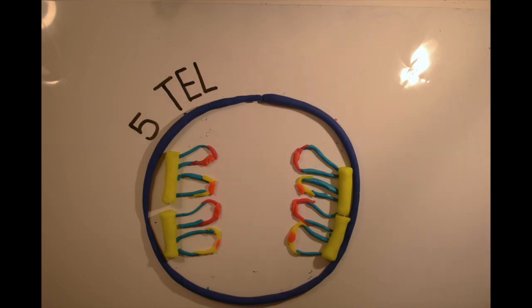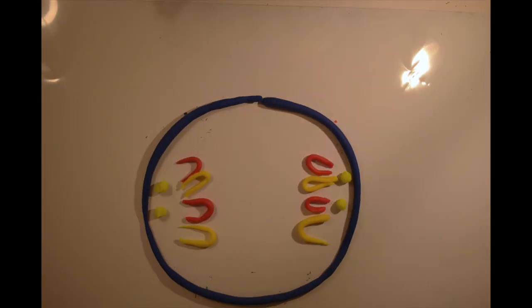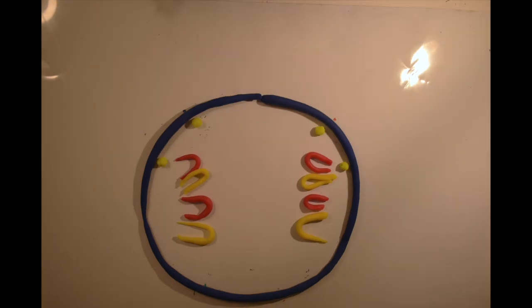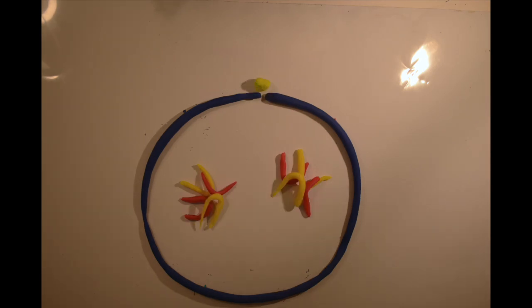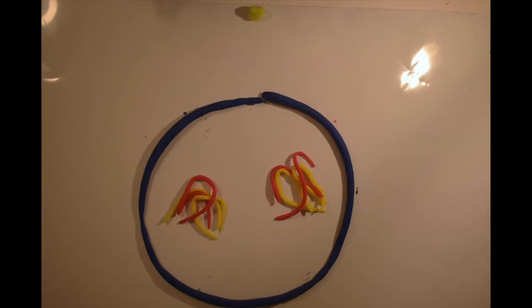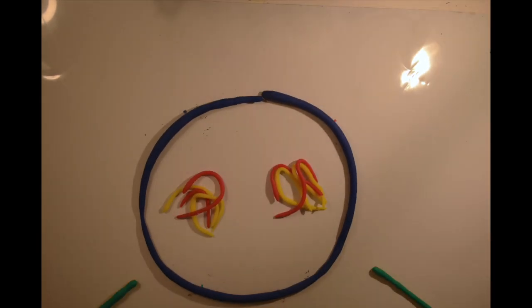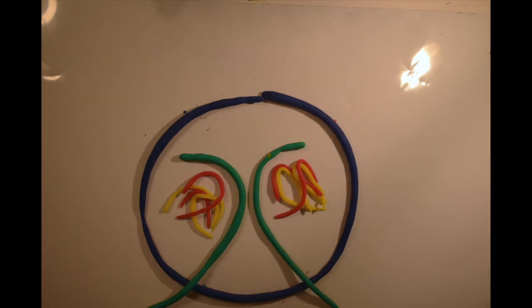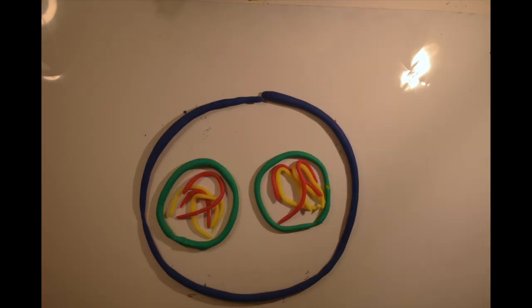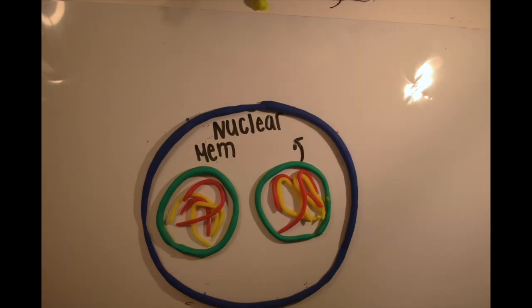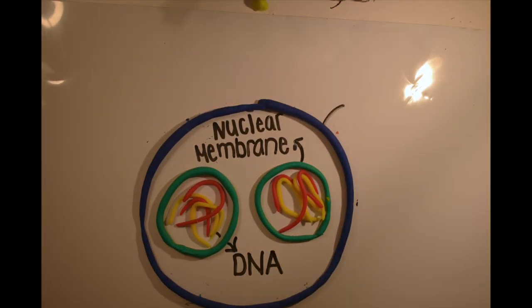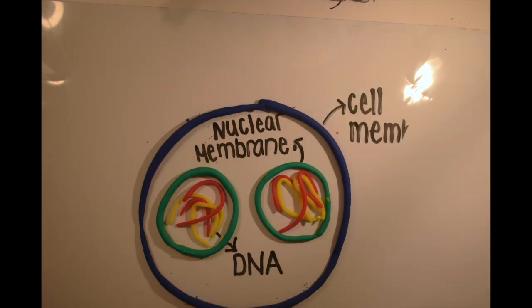Okay, so now we are at telophase. As you can see, the spindle fibers have completely disappeared, and the centrioles are getting smaller and smaller and are just about to disappear as well. The chromatids are decondensing, which basically means they're becoming longer and skinnier, similar to how they were in interphase. And now there are nuclear membranes forming around each set of DNA. And just to clarify, that's the nuclear membrane, that's the DNA, and that's the cell membrane.